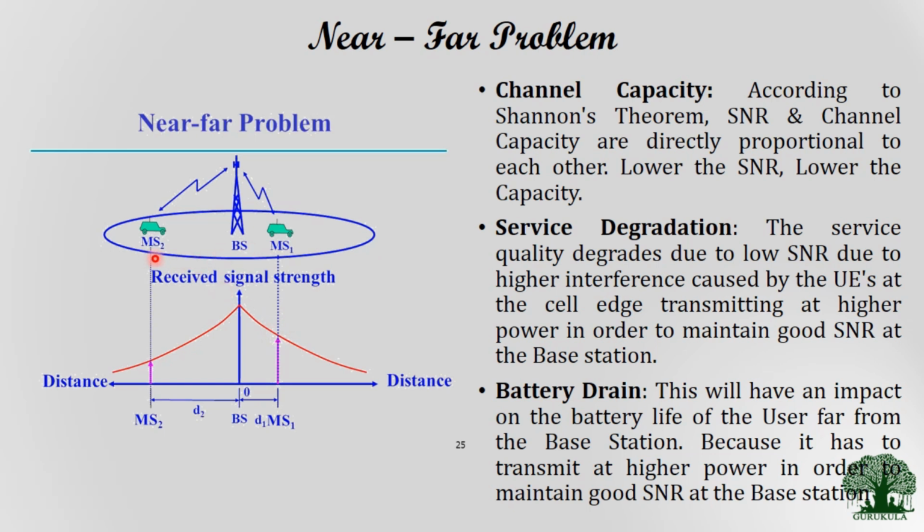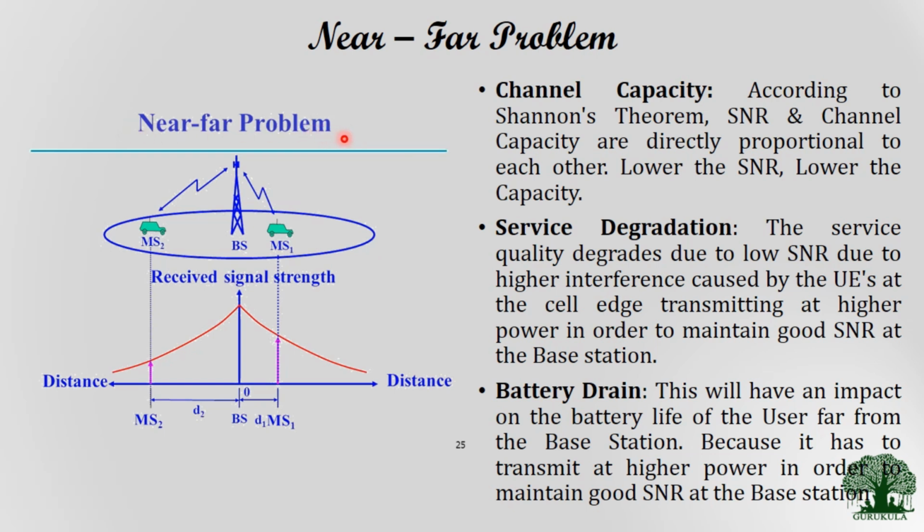Since MS2 does not have proper power levels, or signal strength, to reach the base station, MS2 can be left unserved. This problem is what we call the near-far problem. In order to overcome it, the only way is that mobile station 2 should transmit with higher power in order to compensate for this distance. If we use higher power, that will degrade the battery performance and cause more power consumption. So this is a cyclic process, and these are the effects of the near-far problem.